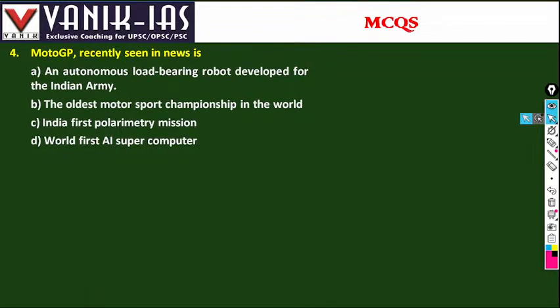Then MotoGP, recently seen in the news, is not an autonomous load-bearing robot. No, it is the oldest motorsport championship in the world. That is right. So the option is B.